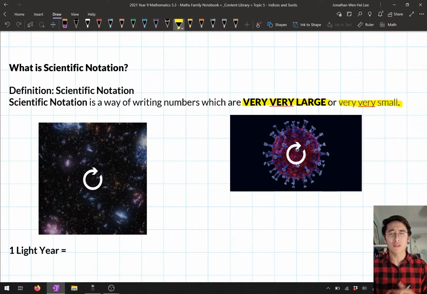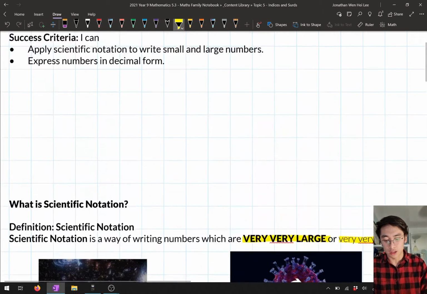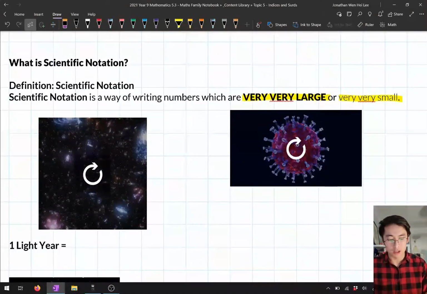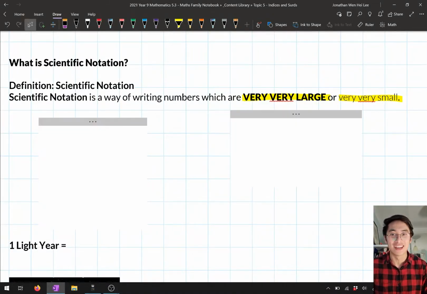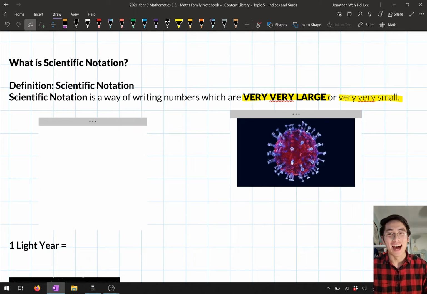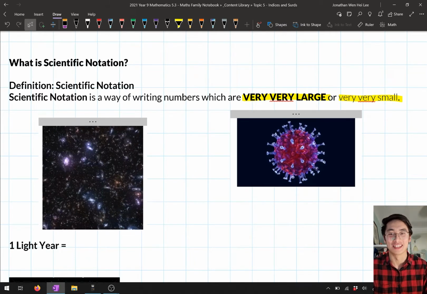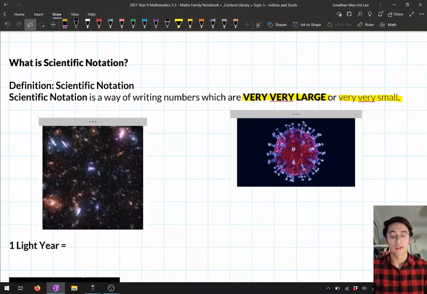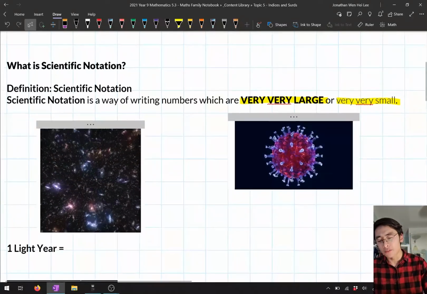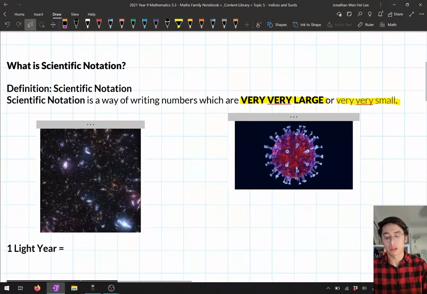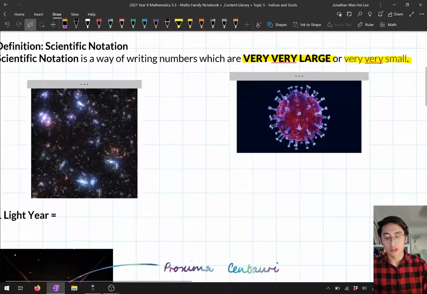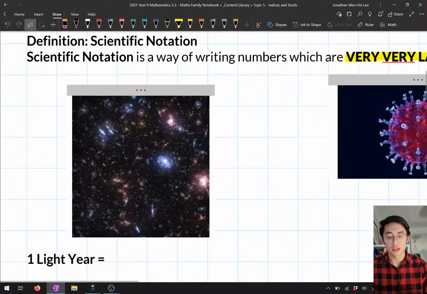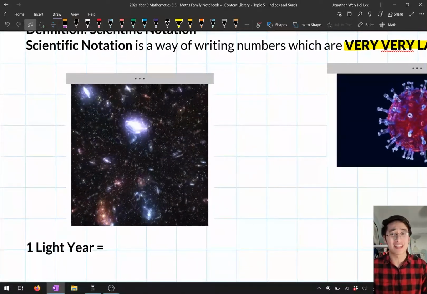For example, to give you an idea of when scientific notation is often used, I've got two little gifs here, just to illustrate two places where scientific notation is used. We're going to first start off by looking at things that are really, really large. Things that are really large that use scientific notation include distances in our universe.